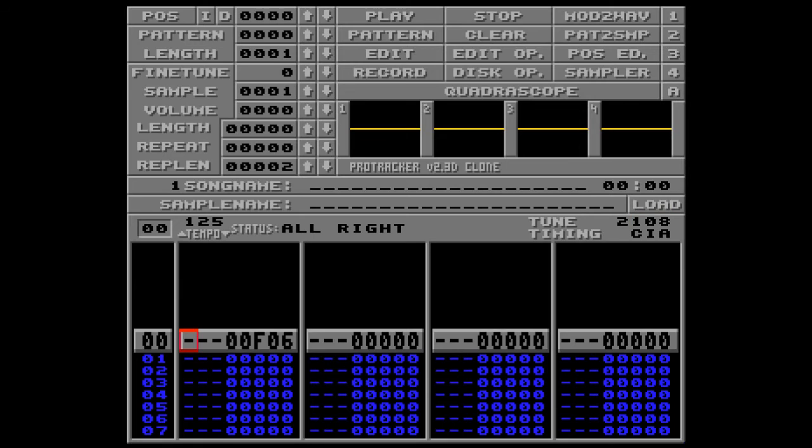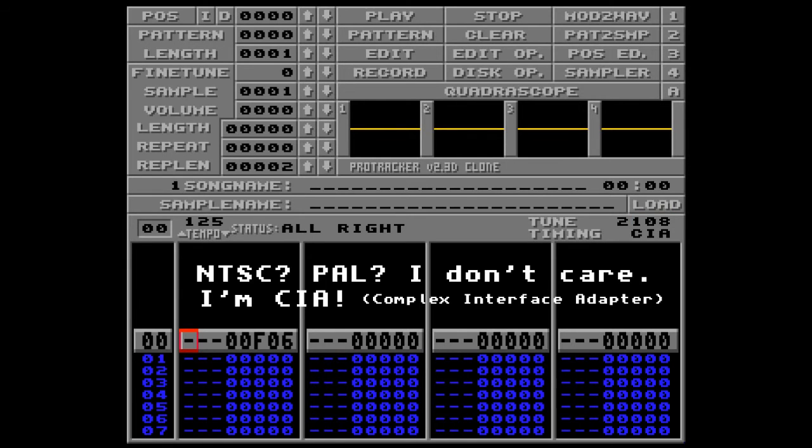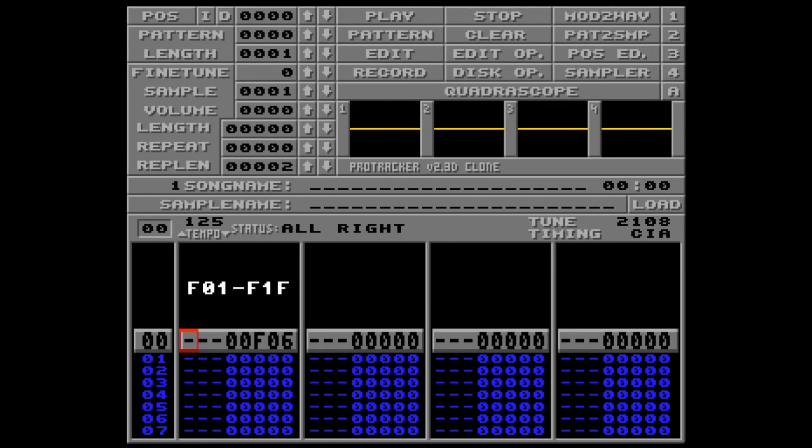The CIA timing is the same with both NTSC and PAL, and makes use of the BPM parameter. That's the higher values of the F command, so the low values for F should therefore be referred to as tick speed, not just speed.